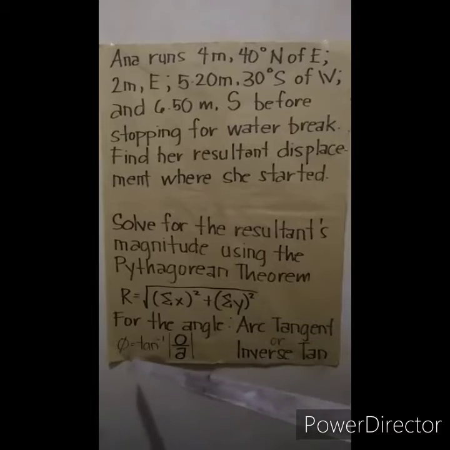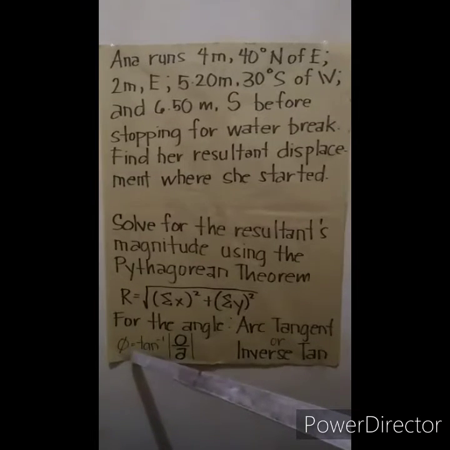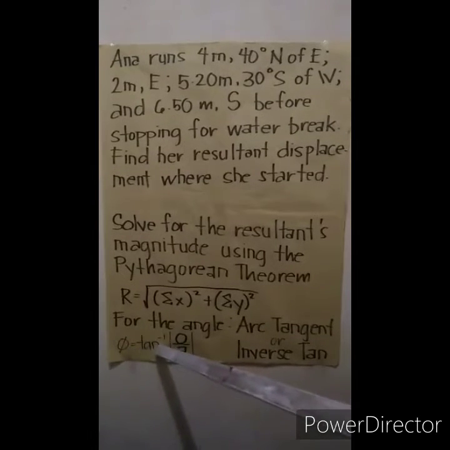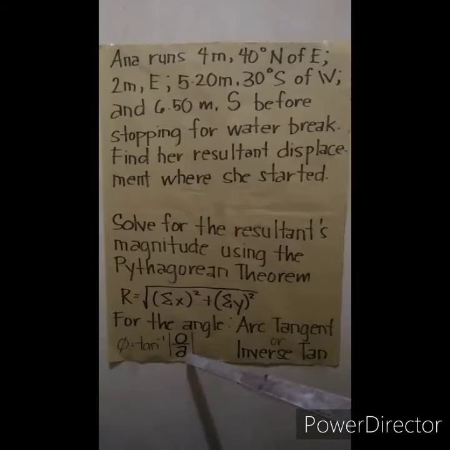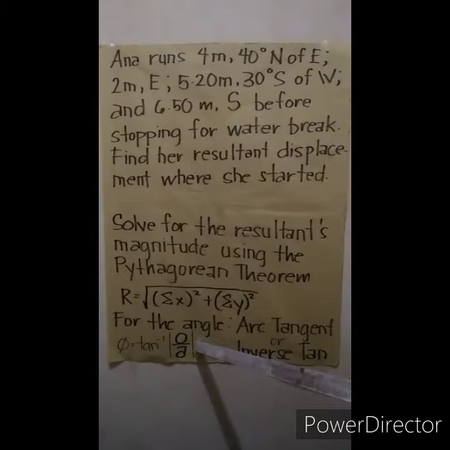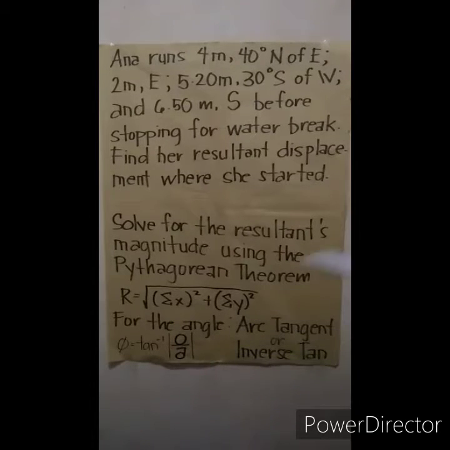For the angle, we will be using tan negative 1 of O over A, where O means opposite and A means adjacent. Just remember SOHCAHTOA, the TOA. This is the formula. I just simplified the formula, but in your book it is written in a different way. I prefer to just use symbolism like this for a better understanding.